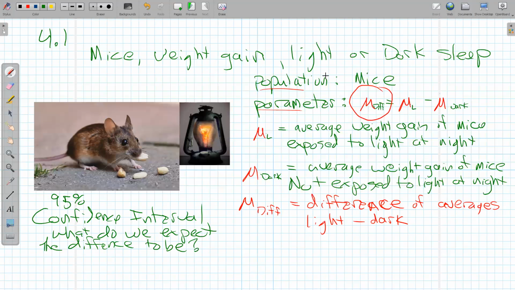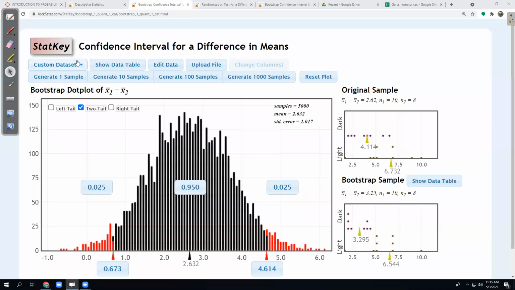And looking back at StatKey, this data wasn't already there. I had to steal it from another location. So I don't have a link to share out to this at the moment, but I will have something similar in a minute. So I put the data in here, and then I generated thousands of samples. So that's the procedure for a confidence interval in StatKey. And StatKey claims that that difference is somewhere between 0.673 for a 95% confidence interval and 4.614.